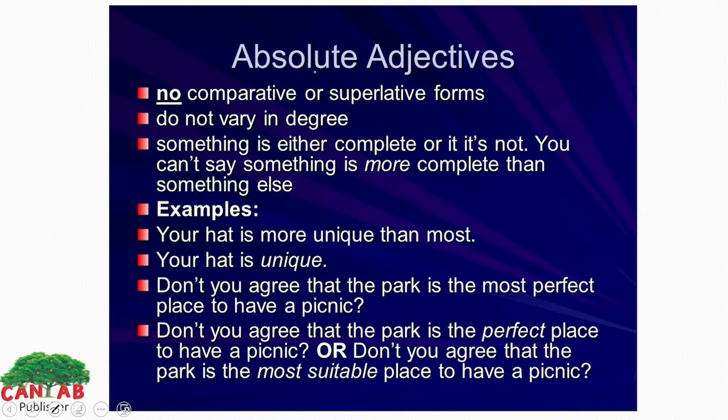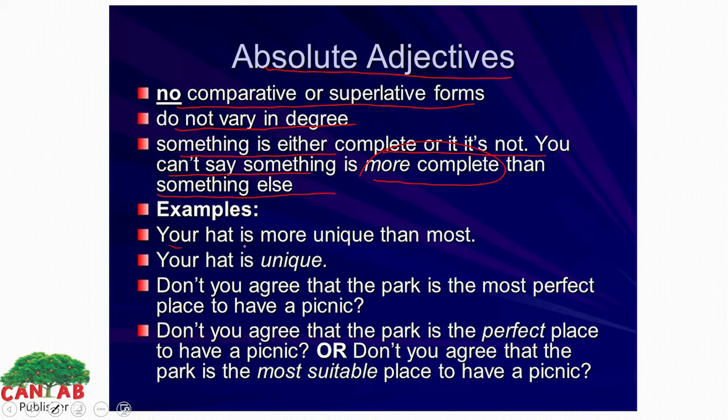Now look here, absolute adjectives have no comparative and superlative form, they do not vary in degree. Something is either complete or it's not. You can't say something is more complete than something else. If something is complete, then it's complete. It can't be more complete or less complete.